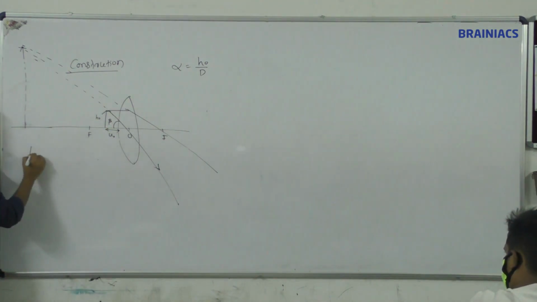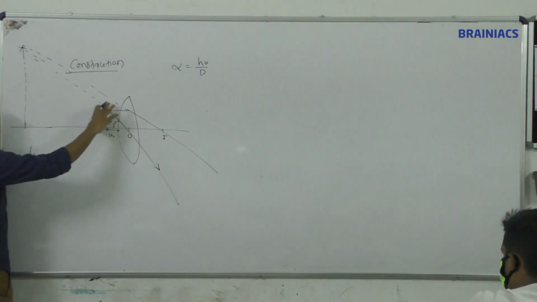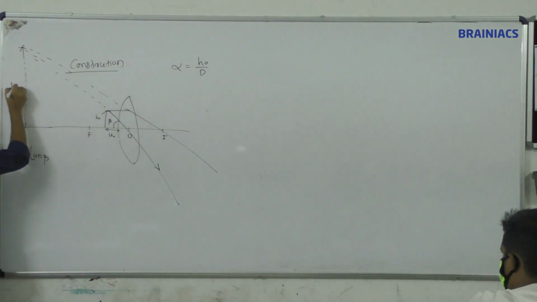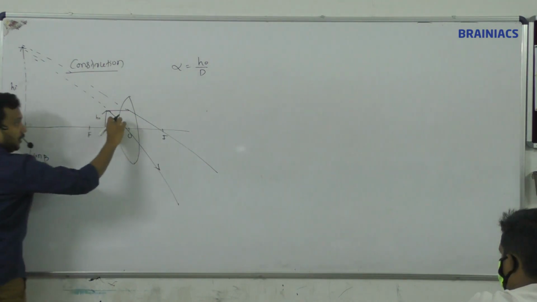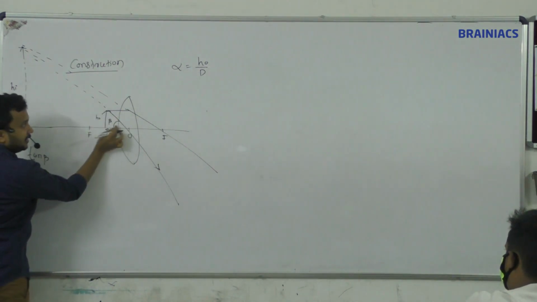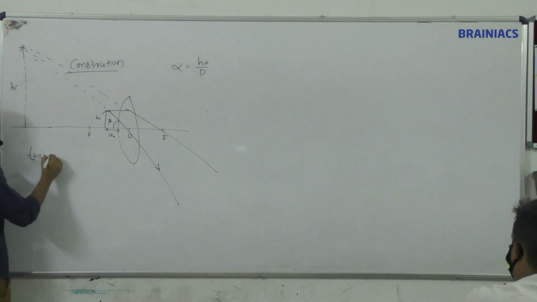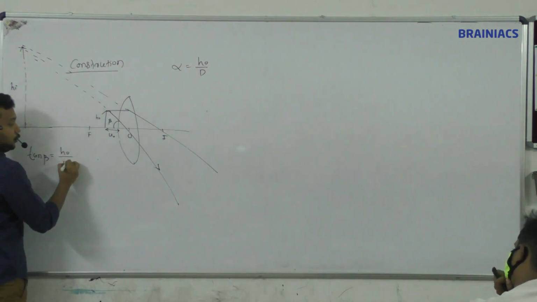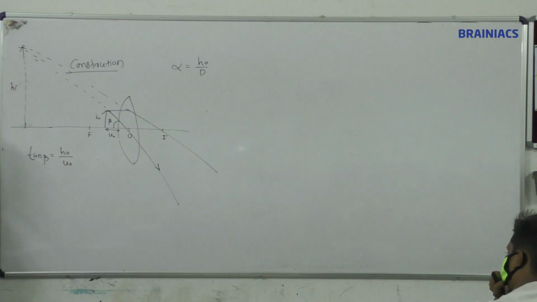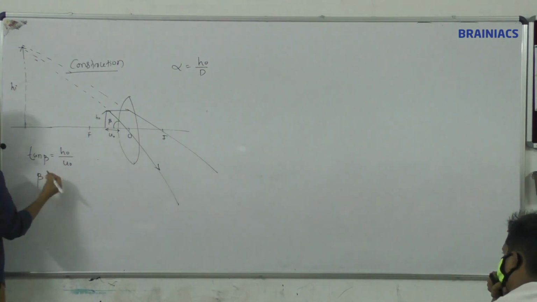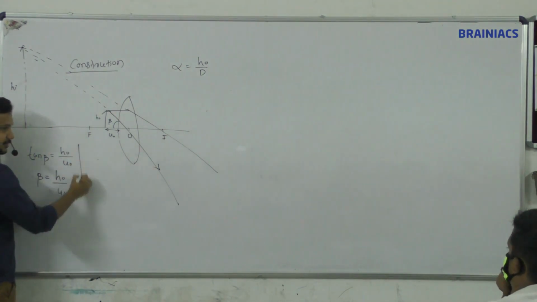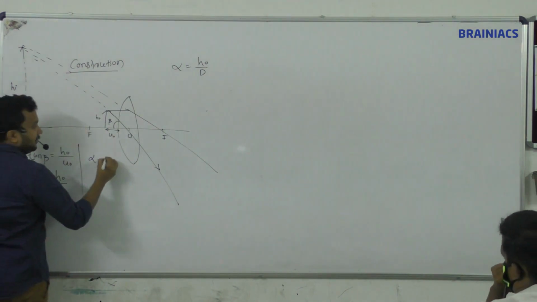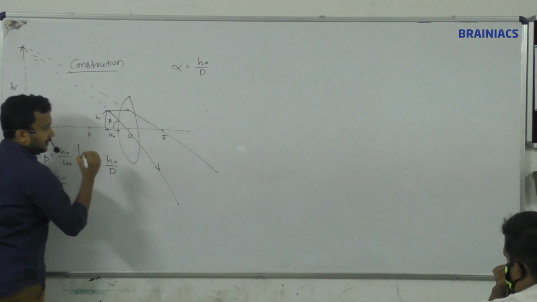From this, can you tell me what is tan beta? This is a bigger triangle, and this is the height of the image. But I want to get tan beta, and from this small triangle also I can take tan beta. What is tan beta? h0 by u0. So beta is approximately equal to h0 by u0. Already we got alpha. Alpha is equal to h0 by D.